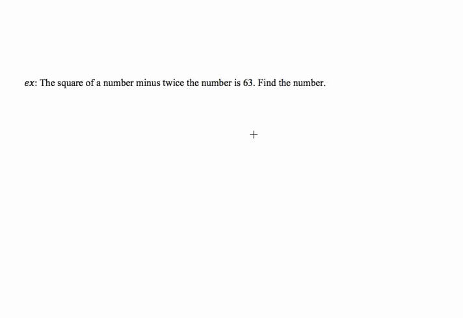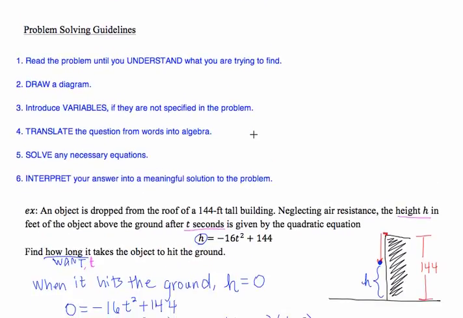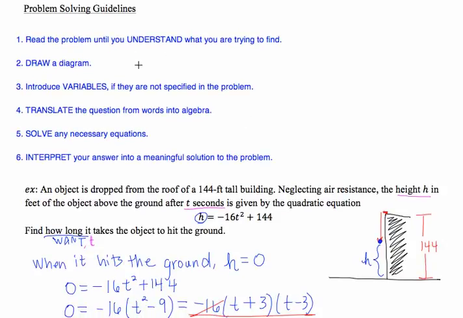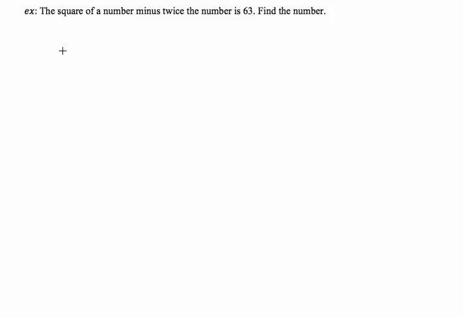So let's go back to the steps. The first step said to read it until you understand it, draw a diagram, and introduce variables. So those were the first 3 steps. Now this is a pretty simple problem to understand. The square of a number, so a number squared, minus twice that number is 63. Find the number. Then it said draw a diagram. Well, you really can't draw a diagram of a number minus a number, so there's nothing to draw. So we're going to go straight to step 3, which was introduce variables. There are no variables given here, so we're going to have to introduce our own.